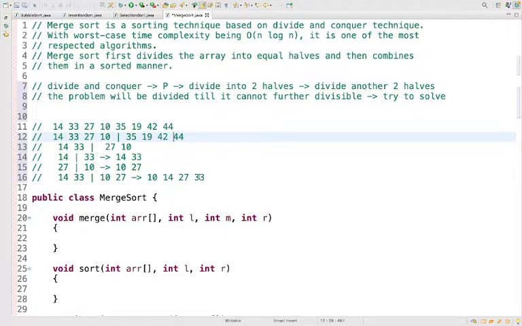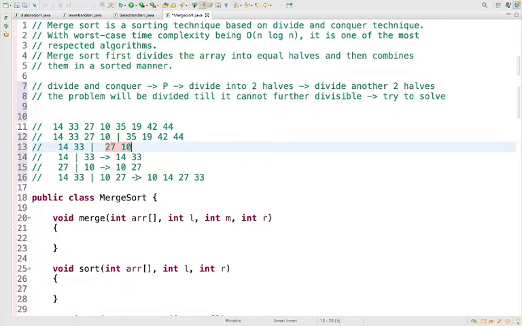But the only disadvantage, if you have to argue against this algorithm, is that you see how we are dividing the array into two parts, so we have to keep them somewhere. We can't put that in a single array. We have to keep 14 30 27 10 in a separate array, and 35 19 42 as a separate array. After that, when you divide, 14 33 is a separate array and 27 10 is a separate array. We have to keep them all, so the memory consumption is quite high.